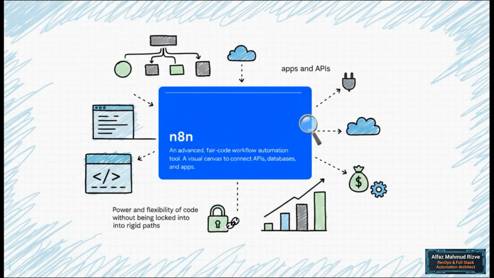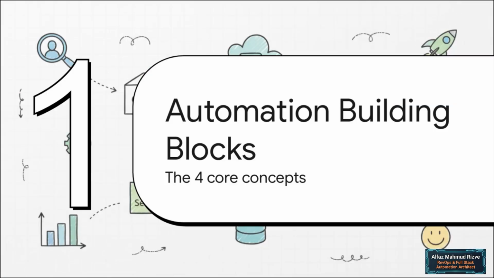All right, so what is n8n? At its core, it's a super powerful workflow automation tool. It gives you this amazing visual canvas where you can just connect all your different apps and APIs. Now, here's the key difference. Unlike those simpler tools that kind of lock you into their way of doing things and then charge you for every little task, n8n gives you the power and flexibility of code, but without the crazy high costs when you start to scale up.